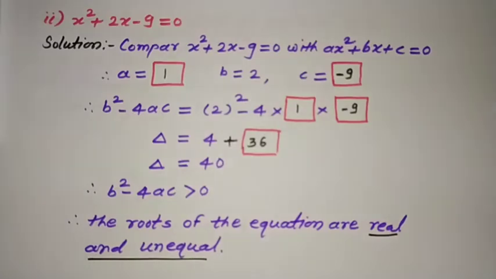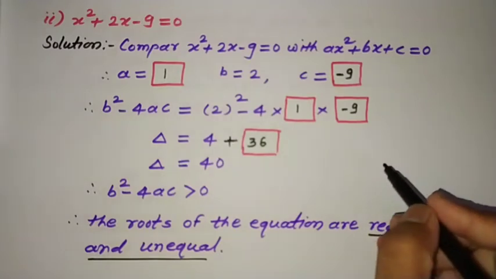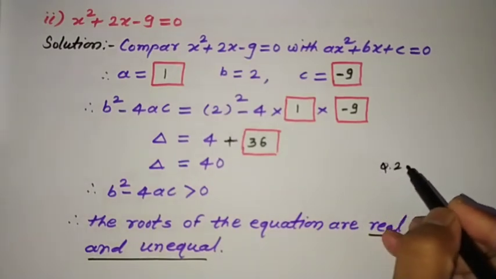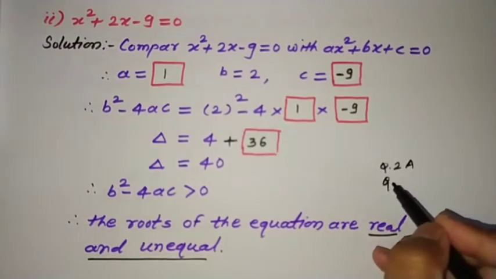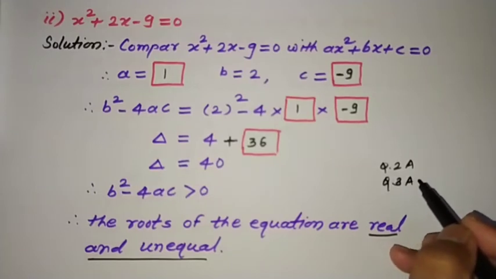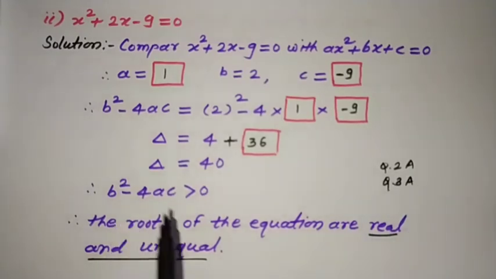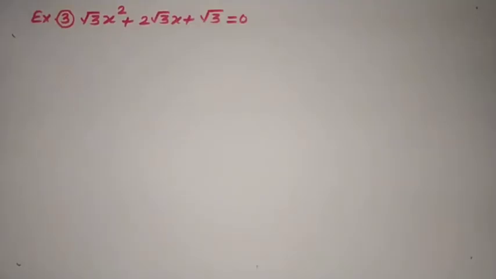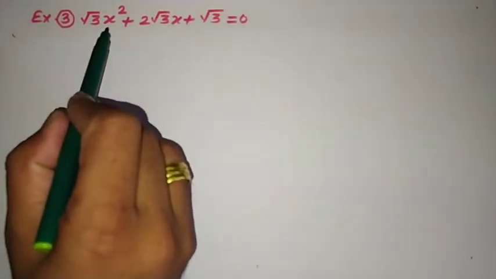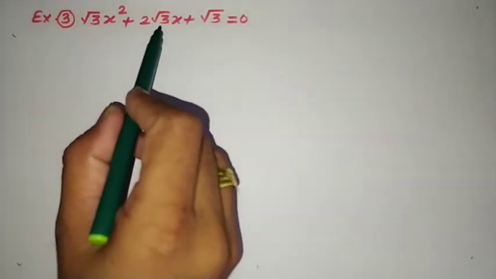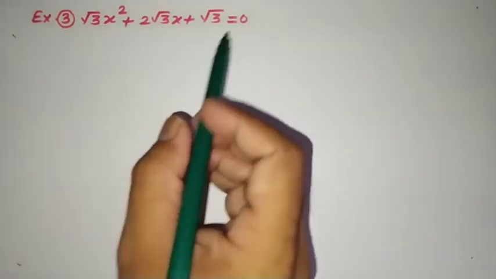This type of question is asked in your question paper, question number 2a and question number 3a. This is the activity based question. Example number 3. Root 3 x square plus 2 root 3 x plus root 3 is equal to 0.